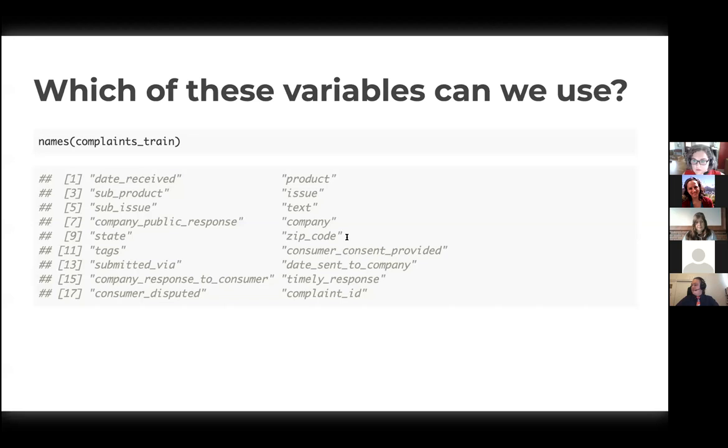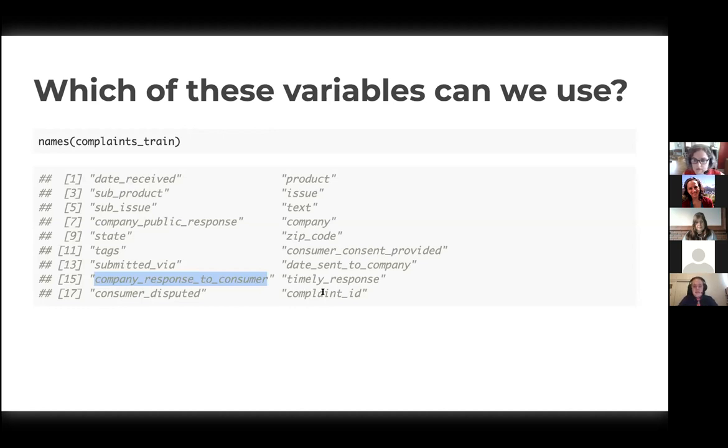Then we have: will it be available at prediction time? We're assuming that this model is put in production when the complaint is received by this government entity. So a variable like date sent to the company is not available at prediction time, because that's going to happen later on. The same with the response from the company after they have received it. Same with timely response, which we'll be looking at way before.